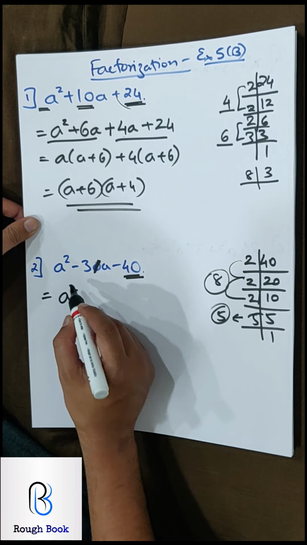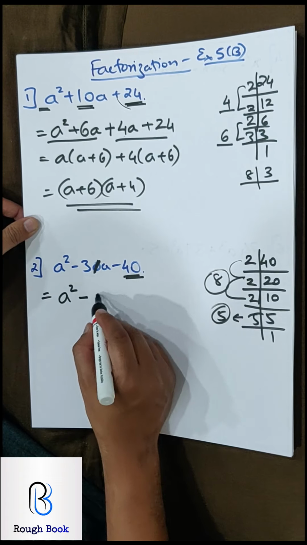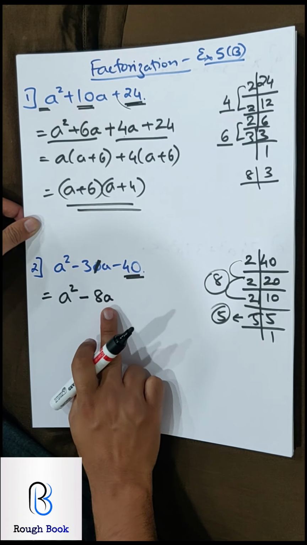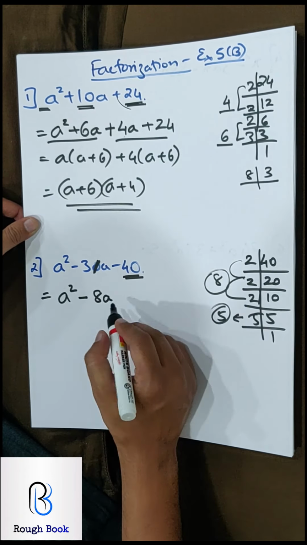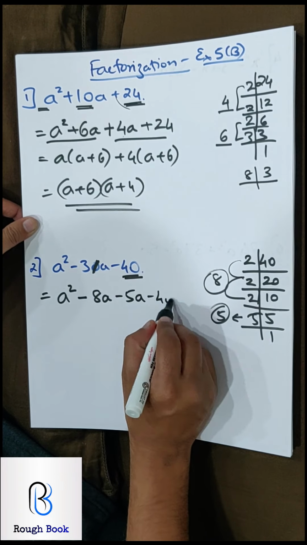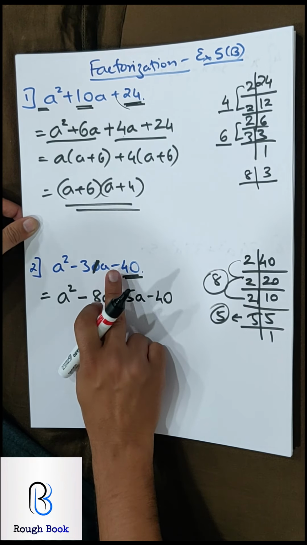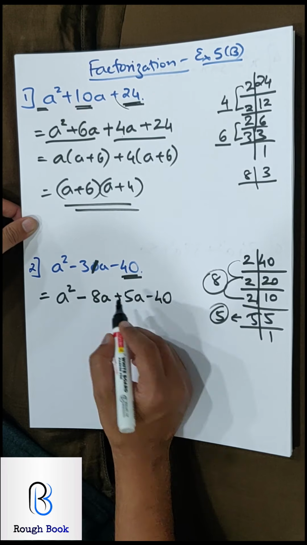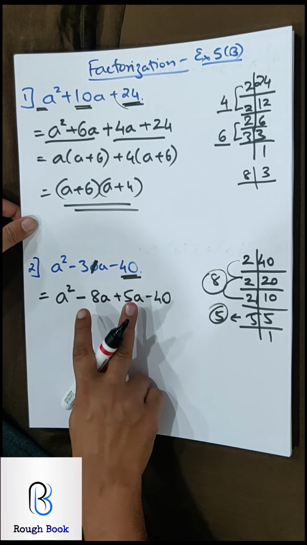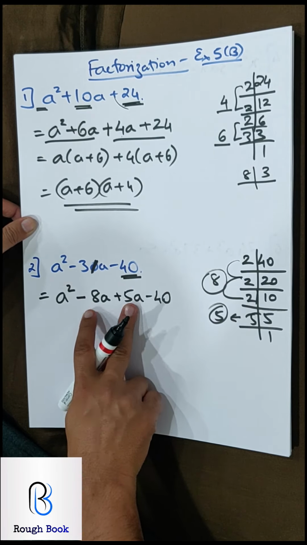So the basic thumb rules. This sign as it is. Bigger number first. Give the variable, don't forget, not just the number. Minus 5a, minus 40. Minus into minus is plus, but I need minus. So I'll have to change this sign. So plus into minus is minus, and 8 minus 5 will give me 3.